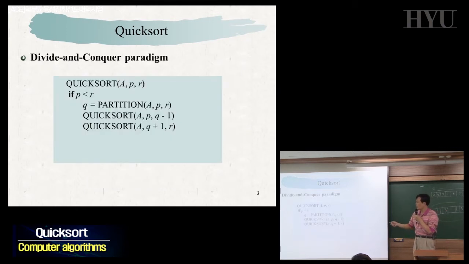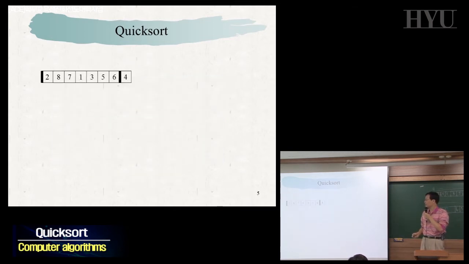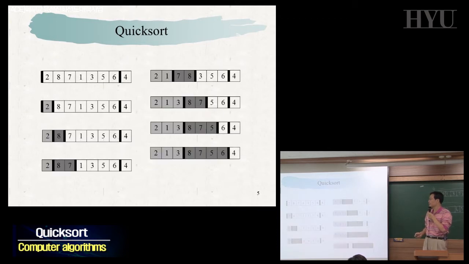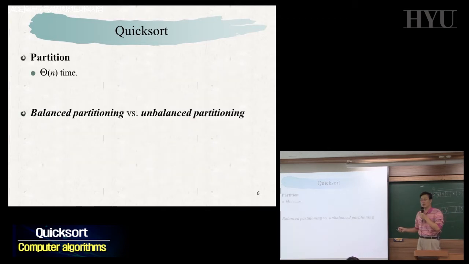So the pseudocode is like this. And now I will explain balanced partitioning and unbalanced partitioning.